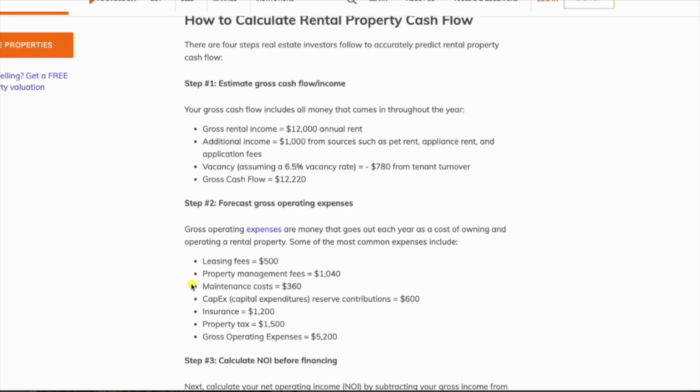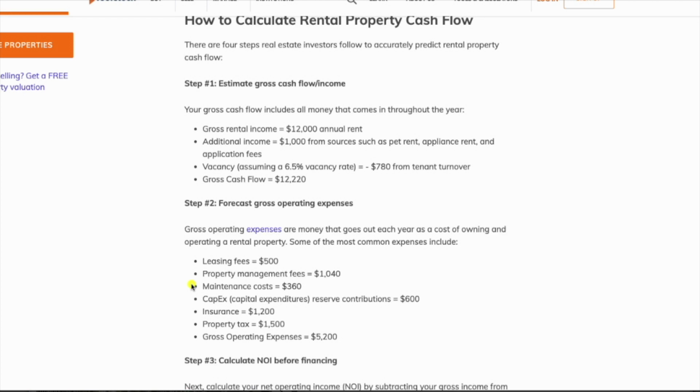Then there's maintenance costs. Maybe a light bulb went out or something needs to get replaced. And then there's CapEx expenditures. This is at a higher level. So instead of fixing doorknobs and small things, CapEx is more like fixing a roof. So you know a roof is going to have to be changed every 25 to 30 years, so you need to be able to have reserves to account for that.